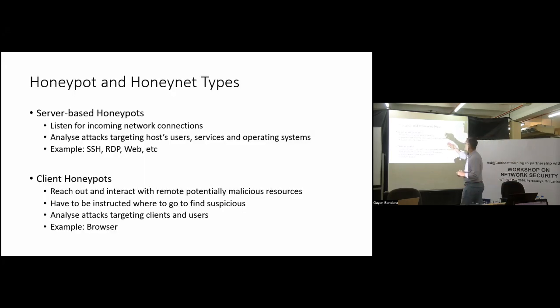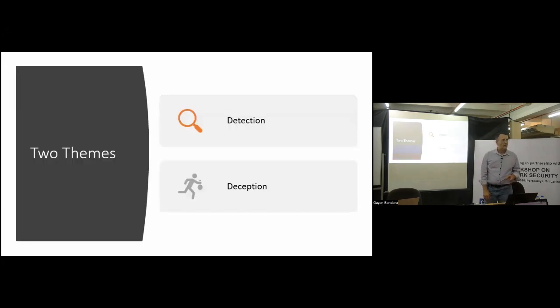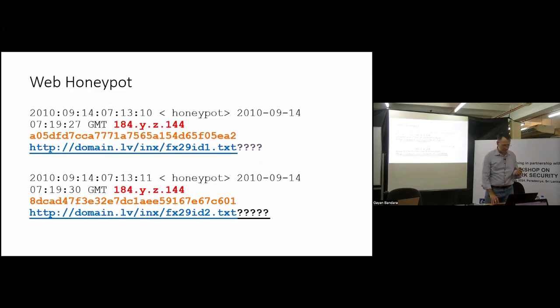Then you've got server-based honeypots and client-based honeypots, depending on what you're trying to do. The reasons why you do it are detection on the one hand and deception on the other, so being able to deter or stop someone getting in there. This is a very old slide. I should have removed it. I thought I had removed it. But essentially, this is an old, early virus that attacked systems.